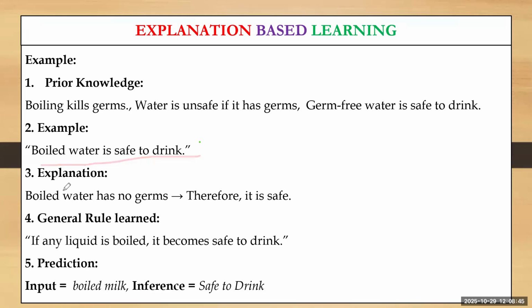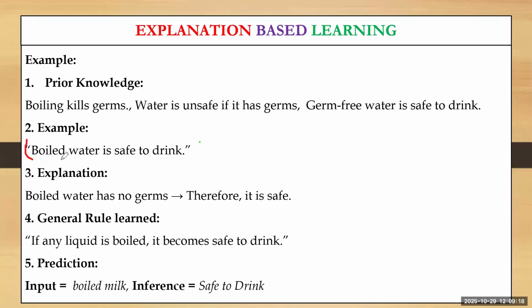Now see this one. Boiled water. What is the fact here? Boiling kills germs. That is nothing but boiled water has no germs. So here boiling kills germs means the boiled water also has no germs because they were killed already. That is one explanation it gave. And then one more fact we have: since there are no germs, it is safe to drink, so therefore it is safe.